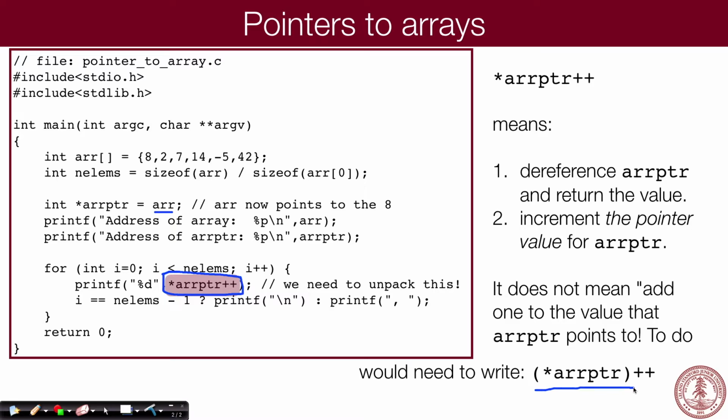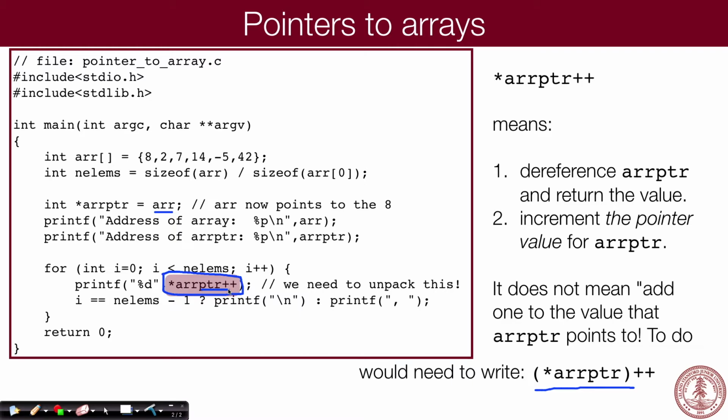Then you increment ARR PTR. So even though the dereferencing happens first, why is that different from writing it in the parentheses? In this case, the plus plus refers to the pointer, not to the value that you got from that pointer. That's the difference.